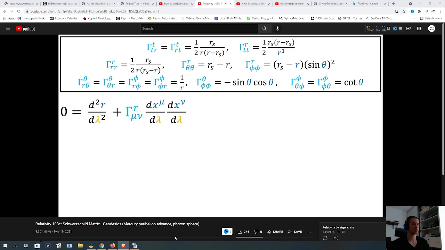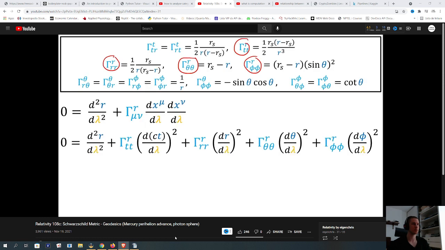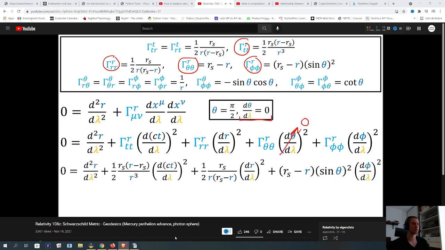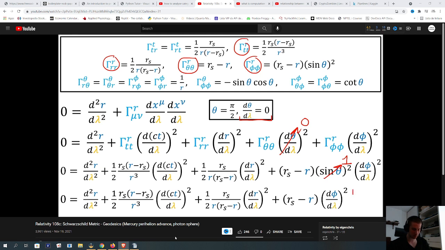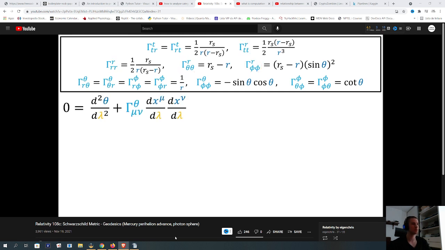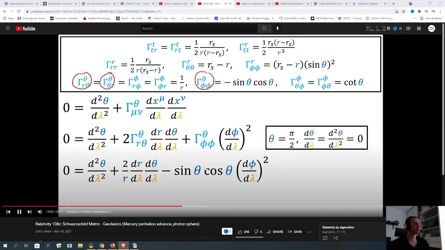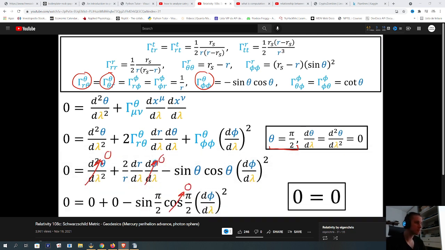For the r geodesic equation, we get 4 connection coefficients with r on top. And since theta is constant, the theta derivative goes to 0. If we plug everything in, this sine theta goes to 1, but we still get a pretty complicated equation. We're actually not going to worry about this equation in this video. For the theta geodesic equation, there are 3 connection coefficients with theta on top. And if we assume theta is a constant of pi over 2, with these derivatives being 0, this equation just becomes 0 equals 0.